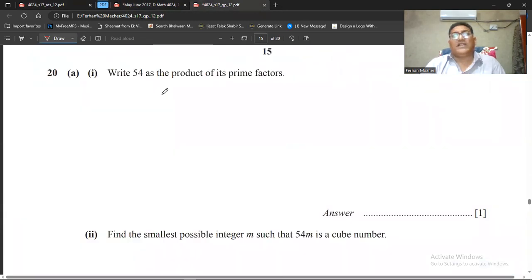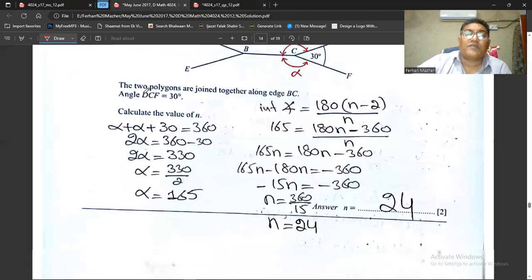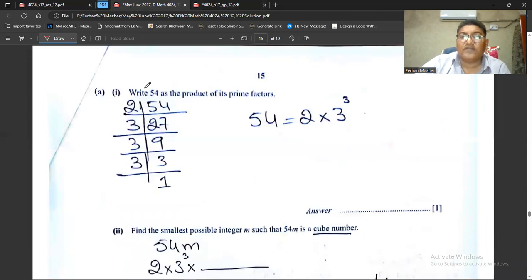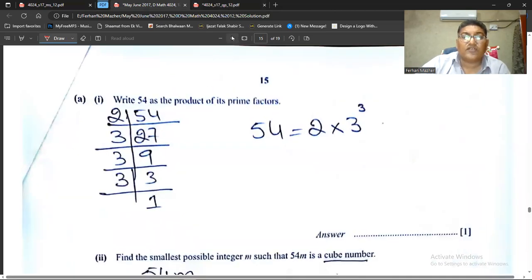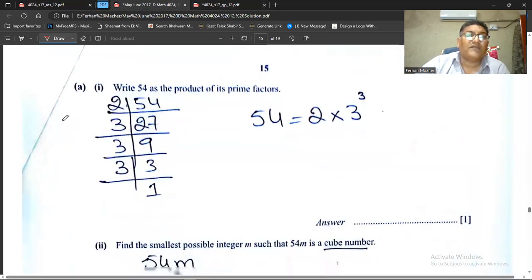Okay, question number 20A, first part. He says write 54 as the product of its prime factors. So we will do the prime factorization of 54, and that is showing up on your screen. Okay, 54 divided by 2 is 27. 27 divided by 3 is 9. 9 divided by 3 is 3. 3 divided by 3 is 1. So 54 equals 2 times 3 cubed.